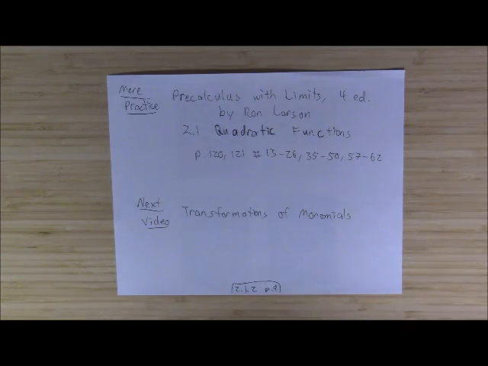For more practice in working with the standard form of a quadratic function, be sure to see pages 120 and 121 of the textbook and work problems numbers 13 through 26, 35 through 50, and 57 through 62. In our next video, we'll be starting to talk about transformations and monomials.